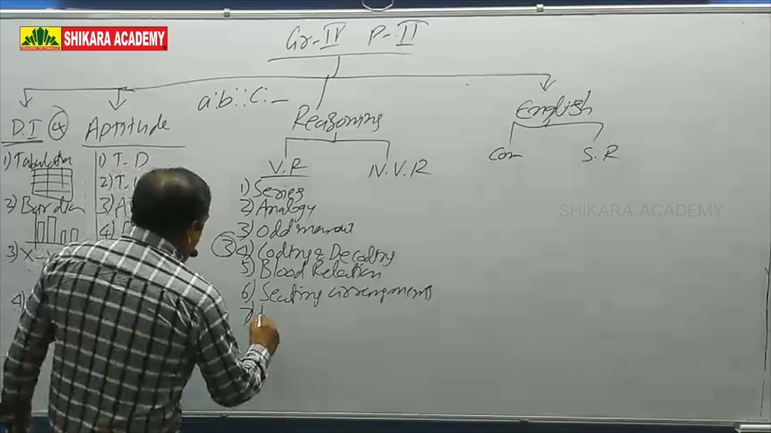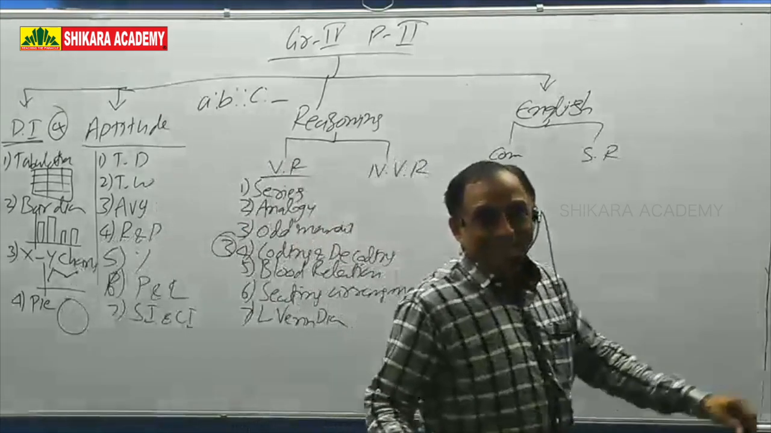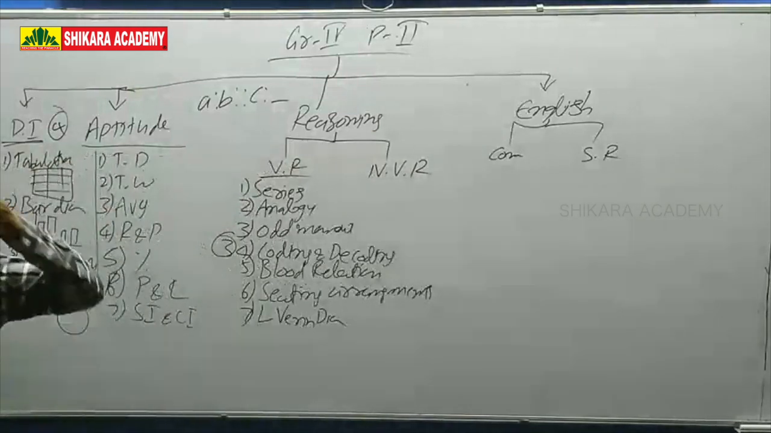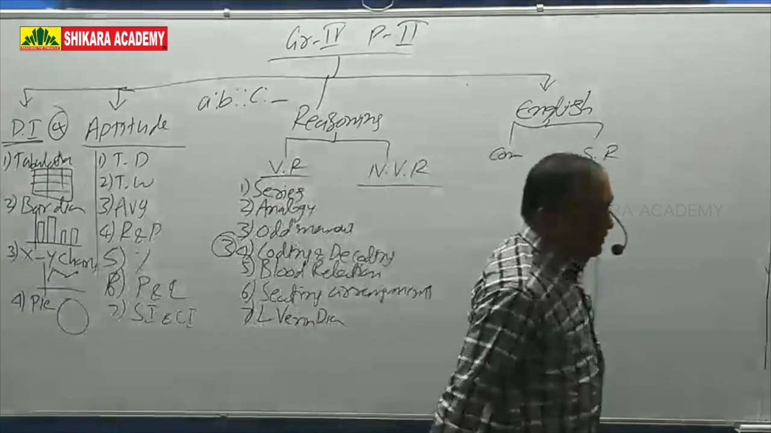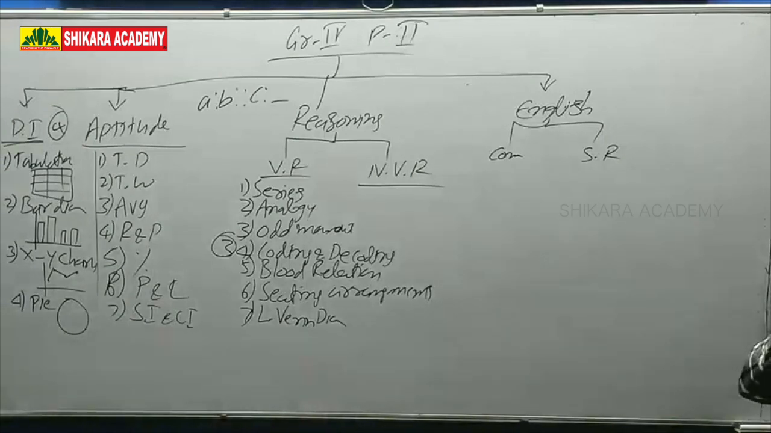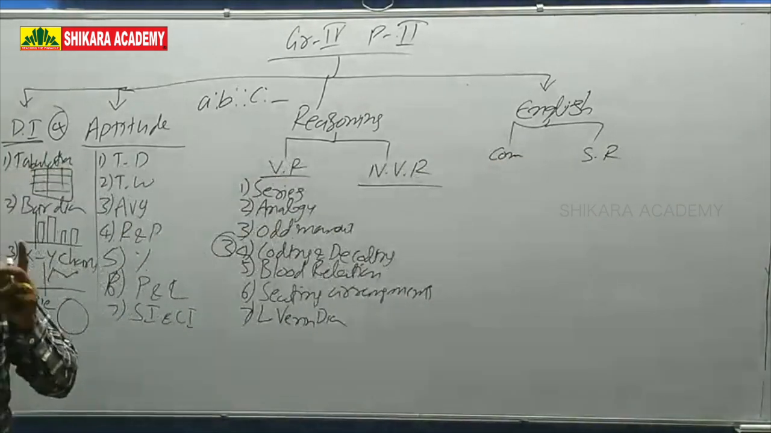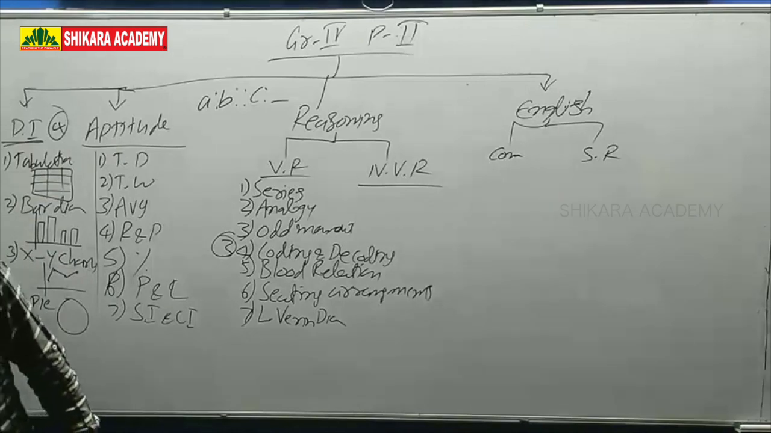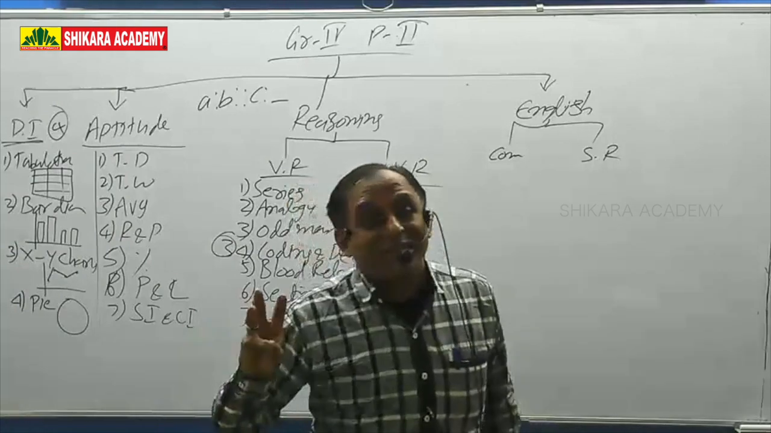Next one is logical Venn diagrams. Dice, clock, calendar, and some other topics are there. I will discuss each and every topic in the classroom. Then next one is non-verbal reasoning. Nowadays it is not part of the syllabus in any examination except Group 4. Non-verbal reasoning is not part of the syllabus in general studies, but it is one of the important topics. Non-verbal reasoning is without words, which means with diagrams.